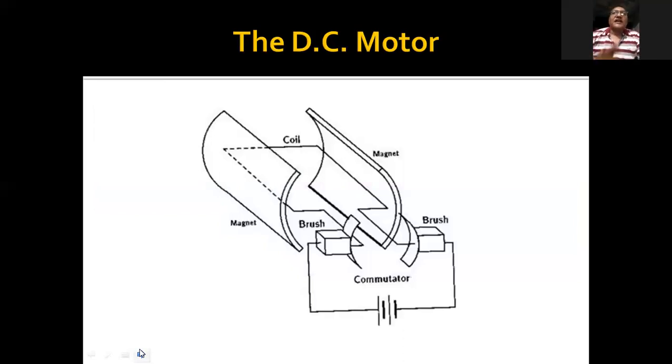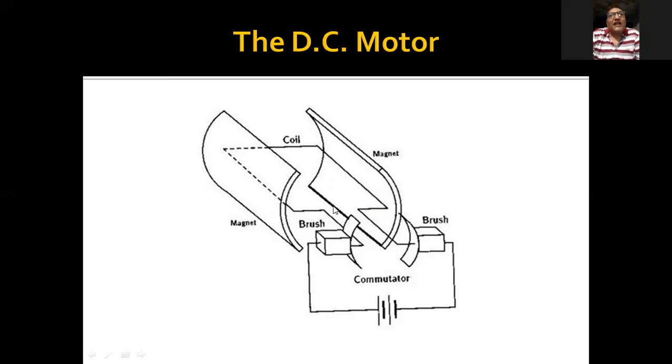Again, it's the last slide, and you can see here we have a very simple design of our DC motor. Here you have two magnets. You can see two magnets. And here we have a coil, a rectangular coil. This side, the right side of the coil, is connected with this carbon brush.